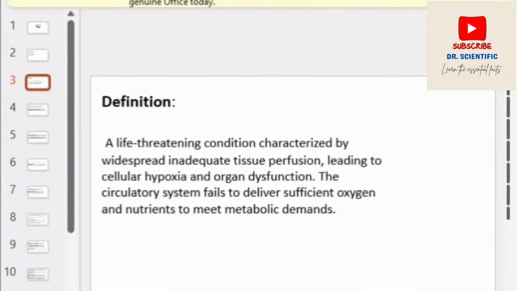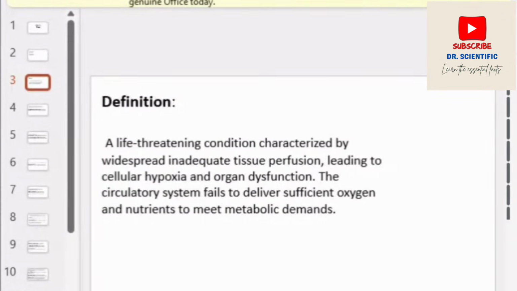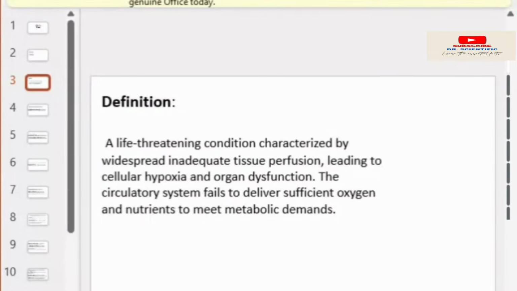I'm going to be presenting on behalf of group 3. I'm going to present on shock.